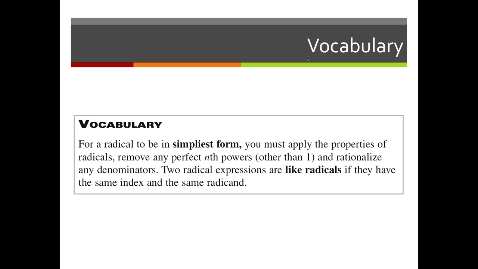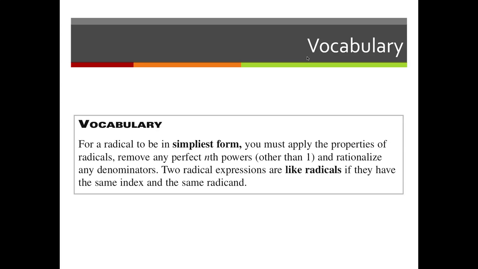For a radical to be in simplest form, you must apply the properties of radicals, remove any perfect nth powers other than 1, and rationalize any denominators. Two radical expressions are like radicals if they have the same index and the same radicand.